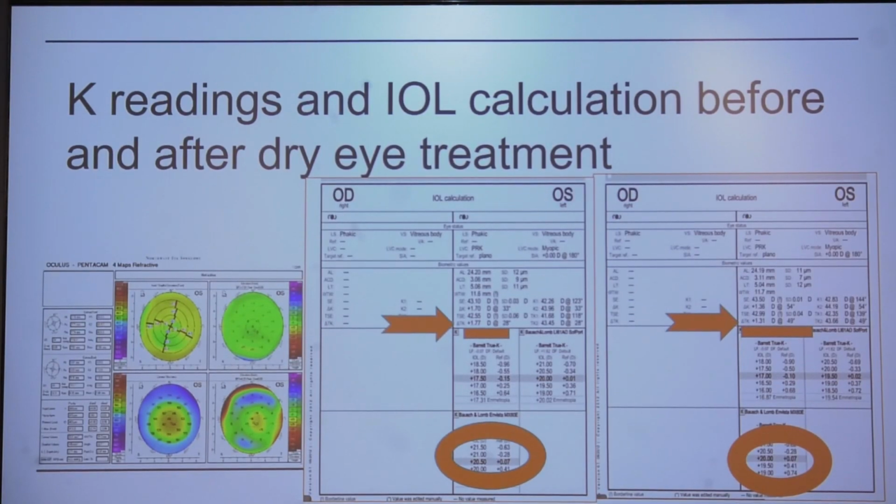For people who don't think that dry eye matters, here's an example. This is a patient who had previous LASIK and had dry eye disease, and you could see that if I went with the IOL that I calculated before several weeks of dry eye treatment, I would have implanted the wrong lens implant. So dry eye disease matters.